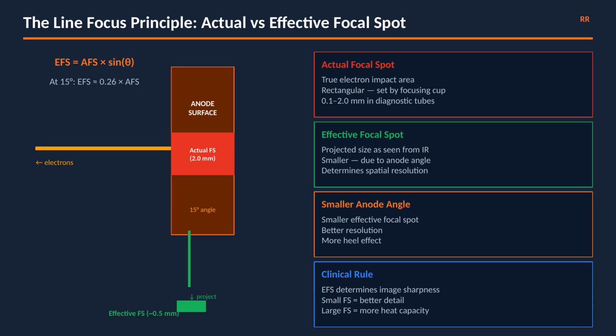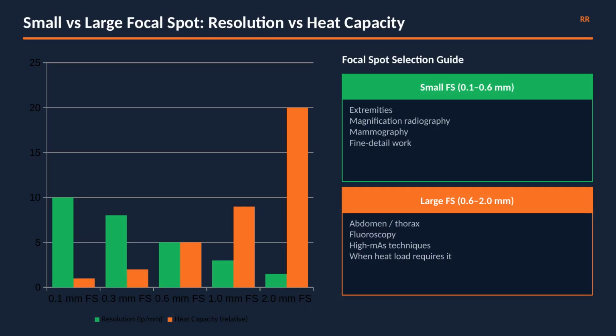This is the engineering genius of the line focus principle. A large actual focal spot handles the heat load of the exposure. A small effective focal spot provides the resolution needed for diagnostic imaging, both at the same time. This dual bar chart shows resolution and heat capacity at 5 focal spot sizes from 0.1 mm through 2.0 mm.